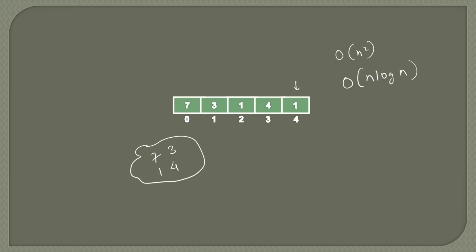So when we check whether 1 is there in the hash set or not, we come to know that 1 is already there. So therefore we directly return true, that we have found a duplicate.